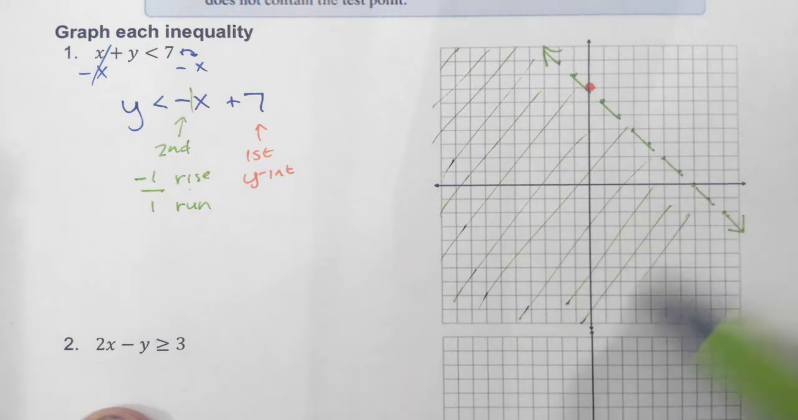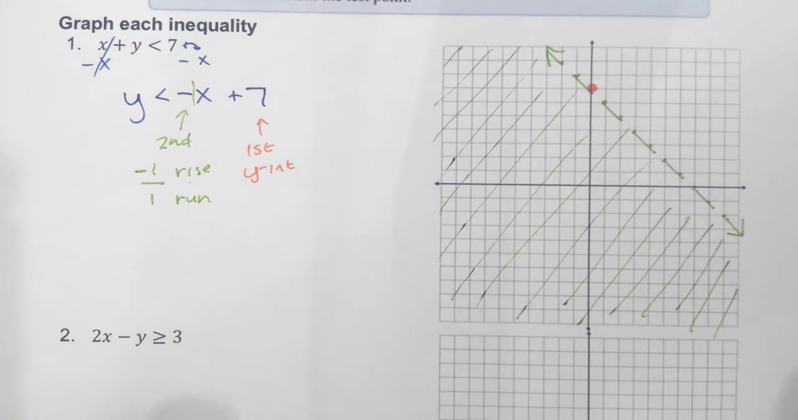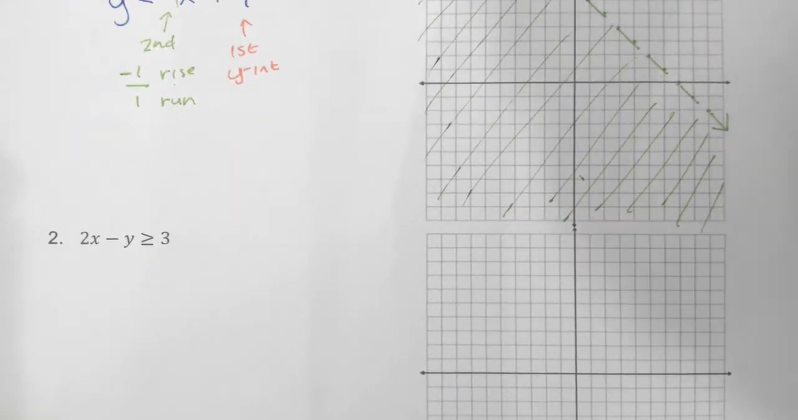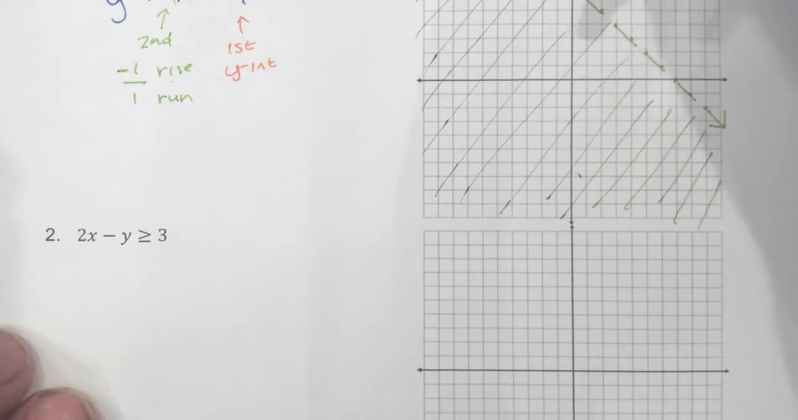And on My Math Lab, there's a little paint bucket. That's how you do it on My Math Lab. You're going to shade it with the paint bucket. So less than is underneath. You see how this is underneath the line? This would be more above the line. Okay. Let's look at number 2. We'll do it together as well.